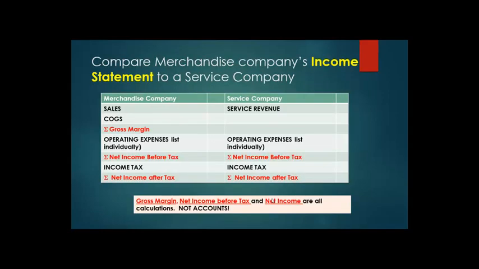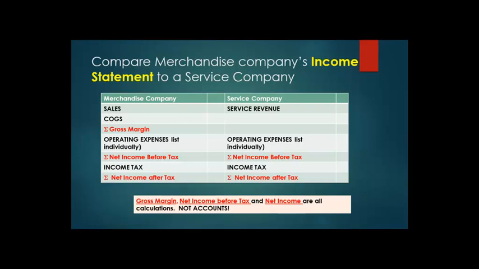So let's look at the difference between a merchandise company and a service company. In a merchandise company, we have sales, cost of goods sold, and see that sigma sign here. That means this is a calculation for gross margin. Then below gross margin, they are identical to service companies. And you've prepared this income statement several times so far.